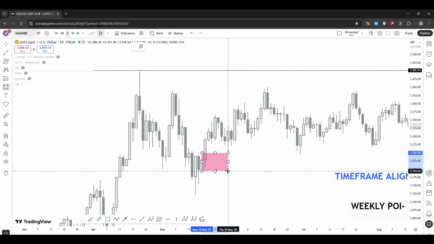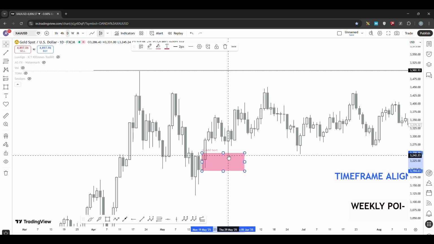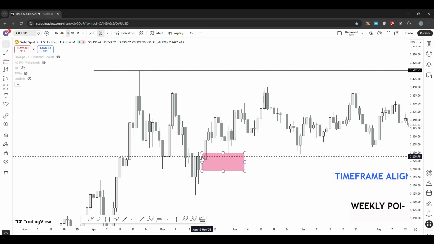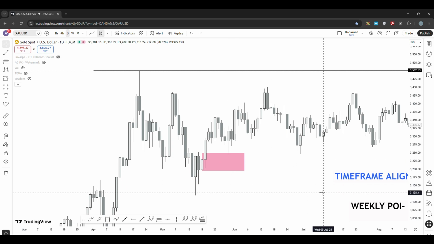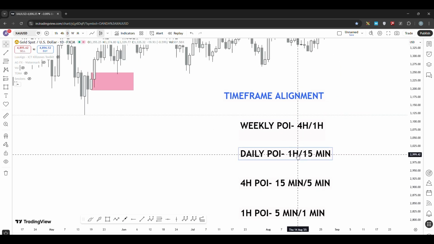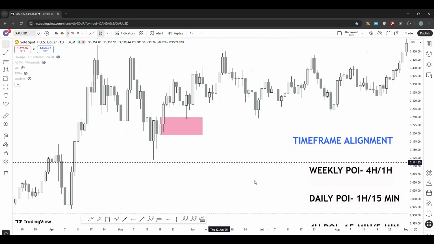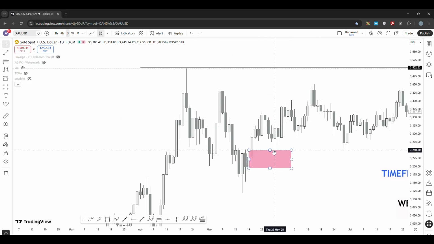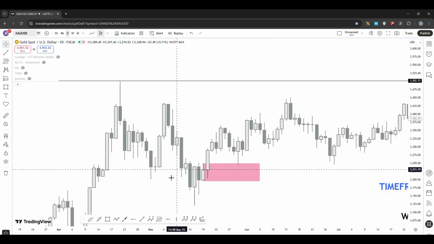Market created this daily order block, market came down. So once market comes down and taps into the daily POI, what will you do? You will go to the 1-hour time frame or the 15-minute and look for your entry model, which will be the market structure shift. From here you will take your entry. What will be your target?